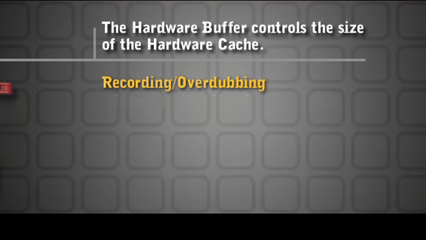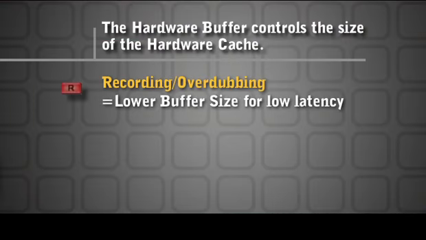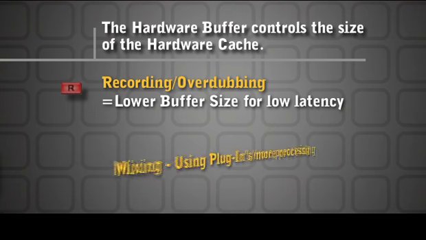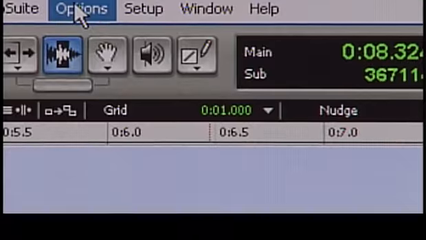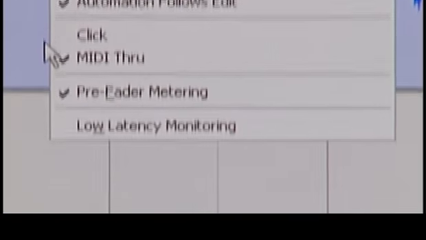The hardware buffer controls the size of the cache. We want to keep our buffer settings low when we record or overdub to avoid excessive latency. Too much latency can make it really hard to play with any accuracy or feel. Later, when we're ready to mix, we can up the size to allow for more plugins and processing. Some systems, like the 002, have a low latency monitoring mode. We can access this from the Options menu.